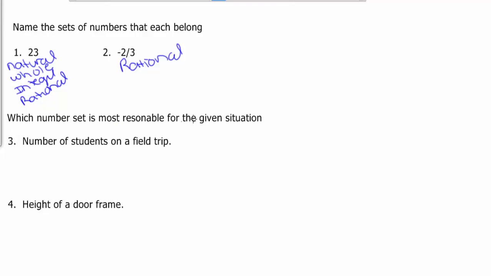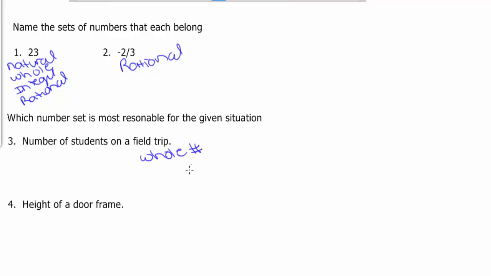Which number set is most reasonable for the given situation? I don't always like these because sometimes I disagree, but we're going to do a few anyway. So number 3, number of students on a field trip. You have to pick what best fits. You can't have a fraction of a person on a field trip. So it's not going to be an irrational or, you know, 1/2 or whatever. So the best pick would be a whole number.